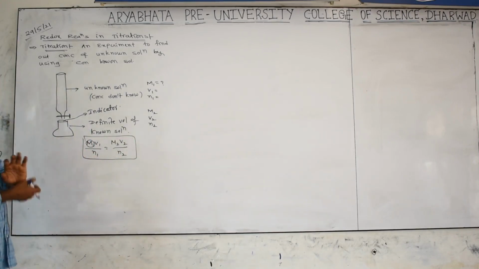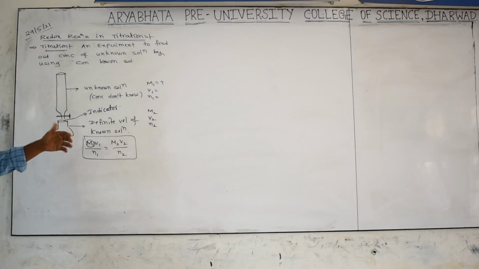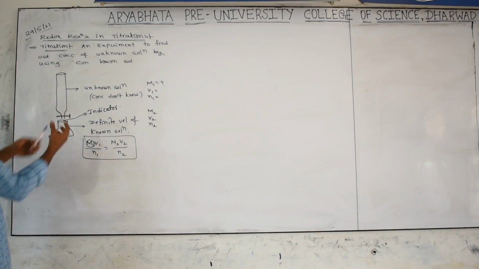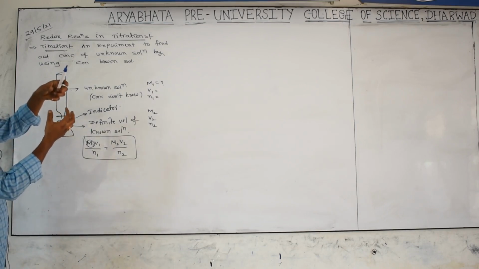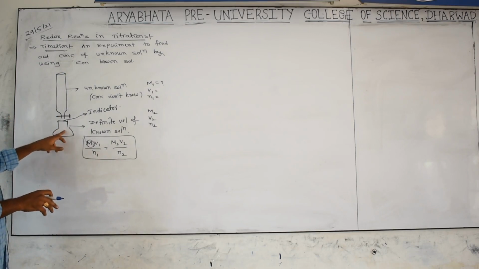What is a titration? Titration is an experiment to find the concentration of an unknown solution. The solution whose concentration we don't know is filled in the burette, and the one whose concentration we know exactly is taken in the conical flask in a definite volume, 5 ml or 10 ml. Then you add them. A chemical reaction happens between the unknown and known solutions, and depending on how much you took, some volume of chemical is consumed.